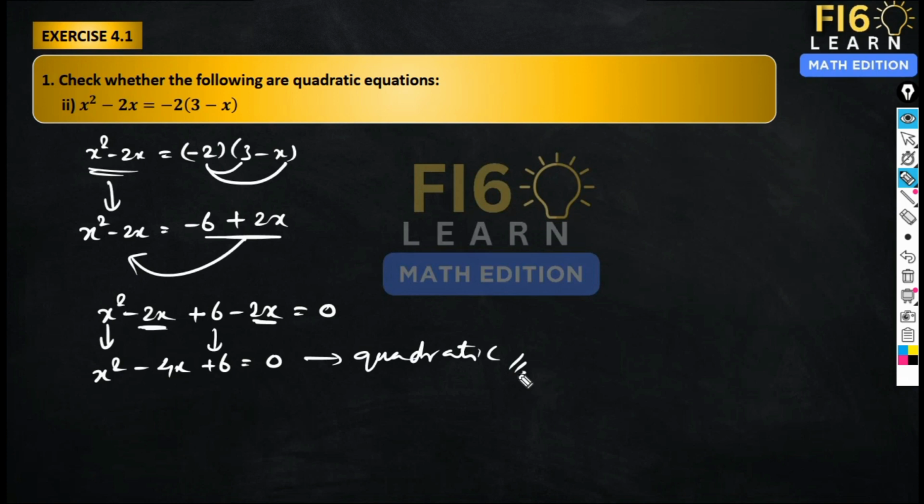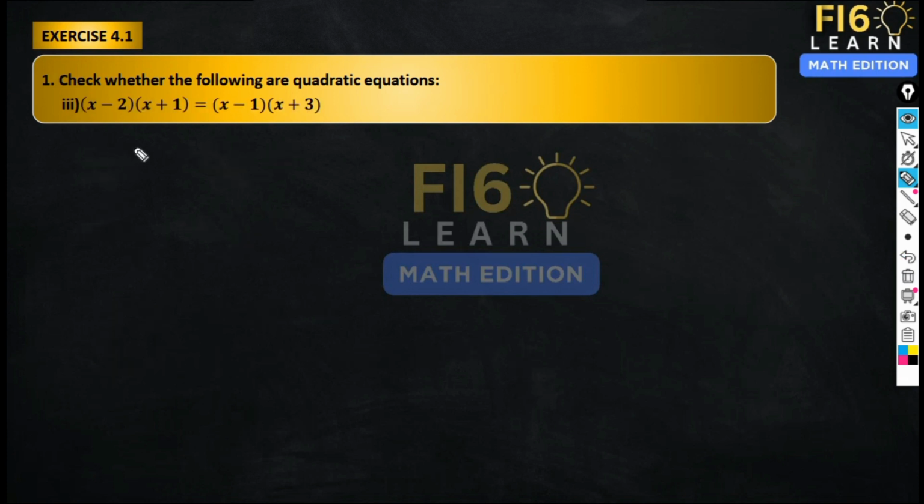Okay. Let's go to question number 3. Here we have (x - 2) into (x + 1) is equal to (x - 1) into (x + 3). On both sides we have two terms which are in multiplication. So first we have to multiply x into x. So we will get x square, and x into 1 will be 1x, or simply you can put x.